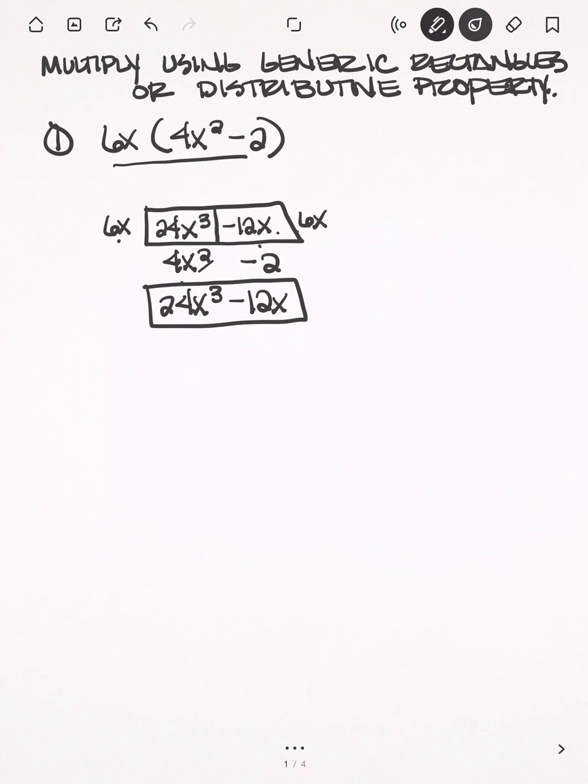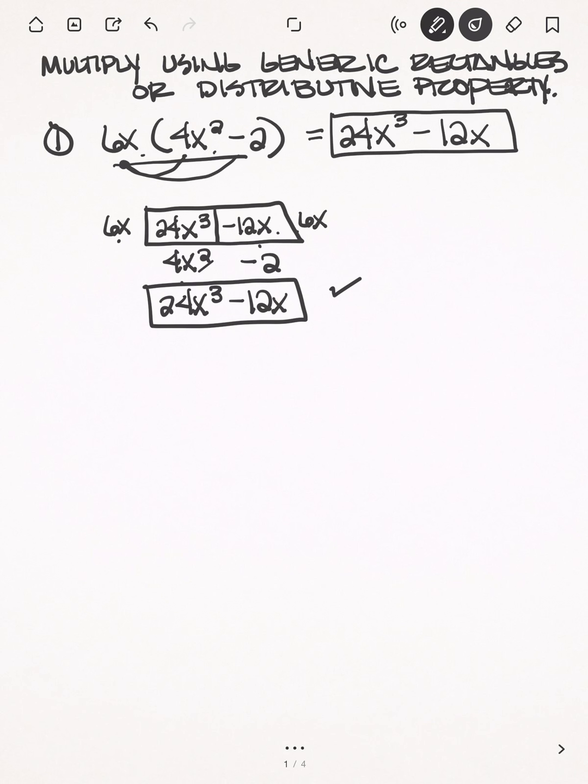Now, if I want to do that same problem, but use distributive property instead, I would do this. I would take my monomial, and I'm going to multiply it by the first term in the parentheses. So 6 times 4 is 24, and x times x squared is x to the third, because when I multiply like bases, I add the exponent. 6x times negative 2 would be negative 12x. And notice that I get the same answer that I got down here.